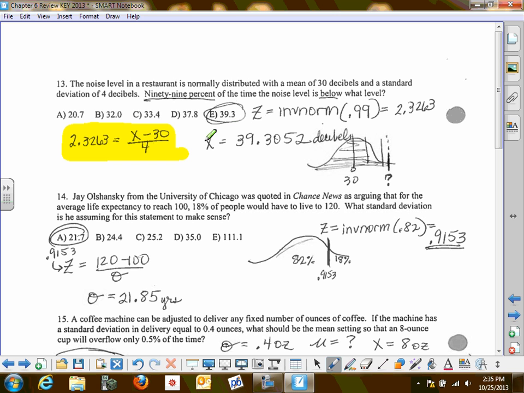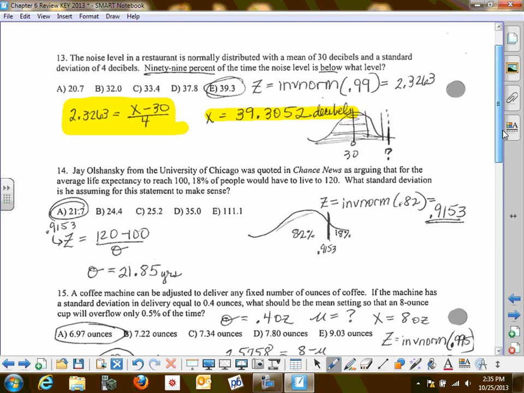Hey, watch your labels. This problem is about decibels, so that value is 39.31 decibels. What I did at the end of the page was look back to see if my labels were on all the things.